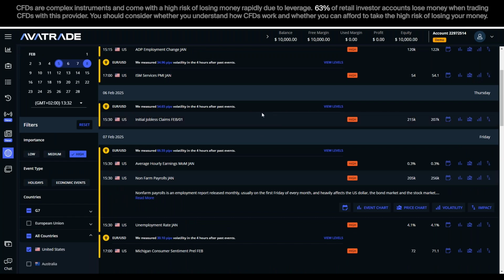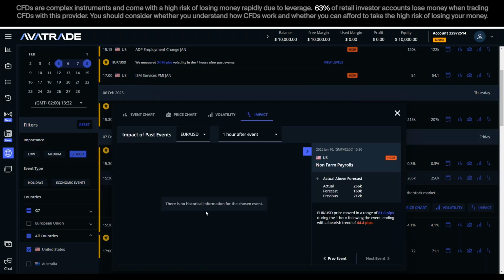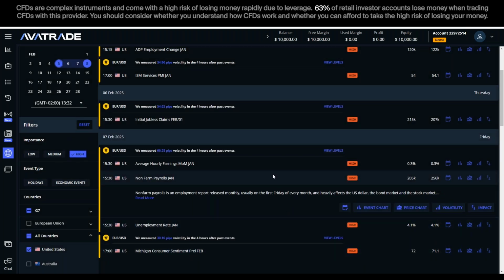The economic calendar is really something you can explore by yourself. It has many useful things. In here, you can add the event to your calendar like that. You can see here all kinds of additional analysis: the impact, the volatility and the price. But I don't want to waste any time on that at the moment. You guys can explore it. Let's begin the second part.